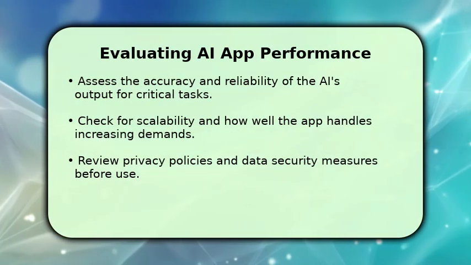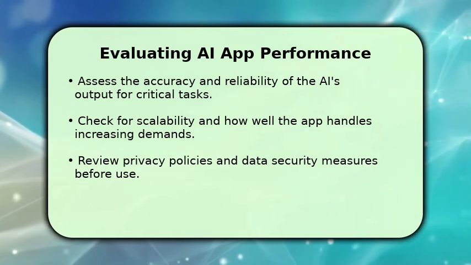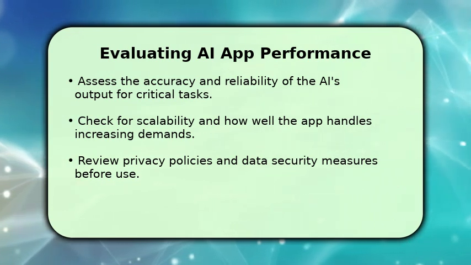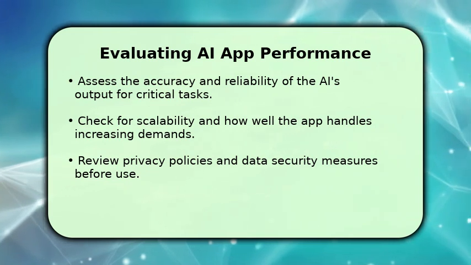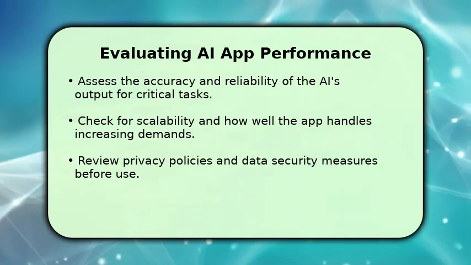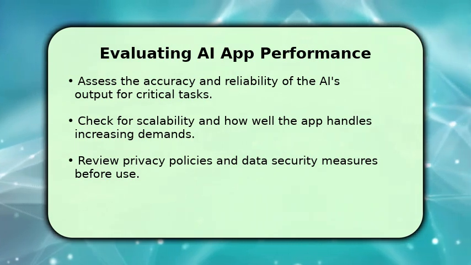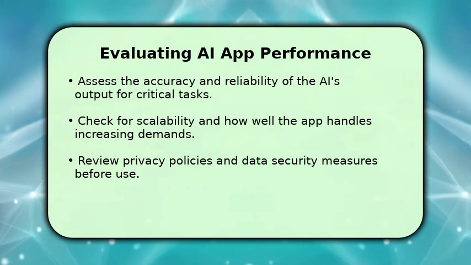When evaluating an AI app, consider its performance and trustworthiness. Accuracy is paramount, especially for critical functions where errors could be costly. Scalability is also key. Ensure the app can grow with your needs, handling more data or users over time. Finally, always scrutinize privacy policies and data security protocols to protect your information effectively.